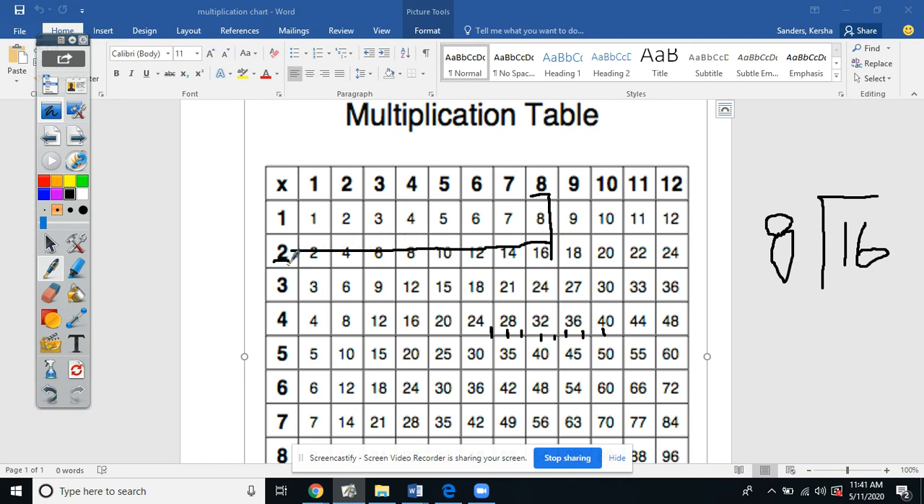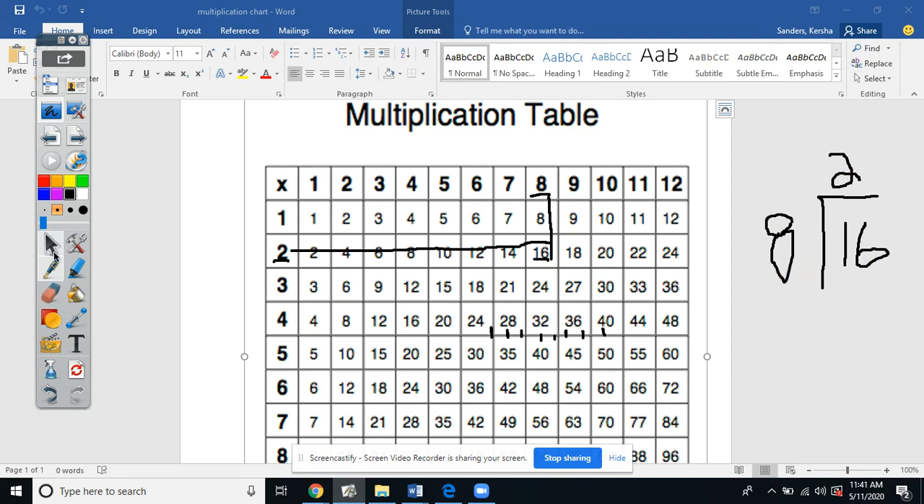It looks like our answer is 2. So we're going to put 2 right up here, because 2 times 8 equals 16. 8 times 2 equals 16. We've solved our problem. 16 divided by 8 is 2.